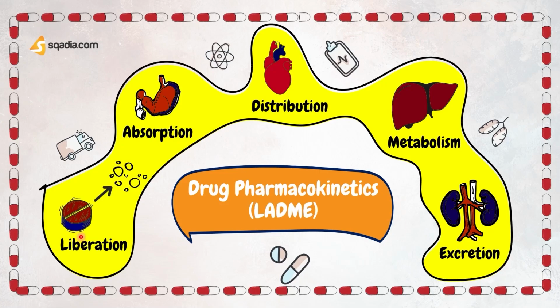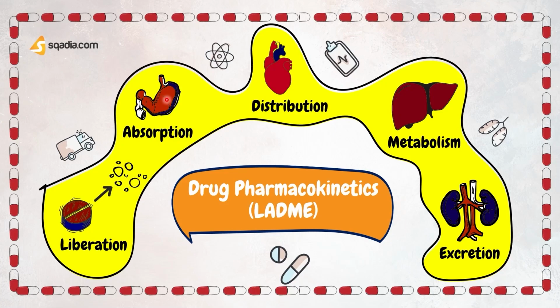pharmacokinetics, and it refers to the process by which the drug is released from its dosage form, for example, a pill or a capsule, and becomes available for absorption. Now, this can be affected by various factors such as the chemical properties of the drug, the formulation of the dosage form, and the route of administration. Next we have absorption.